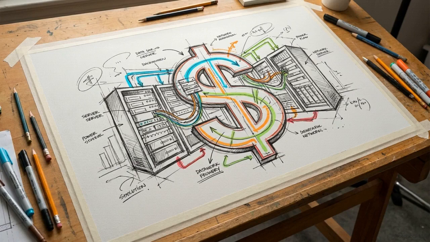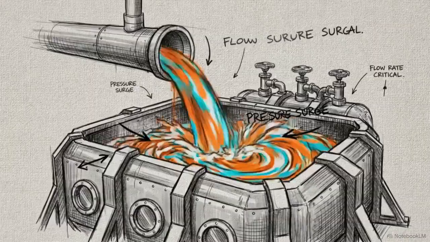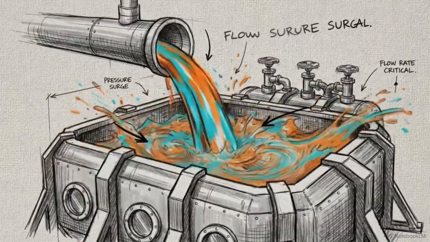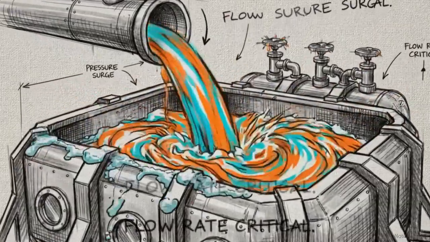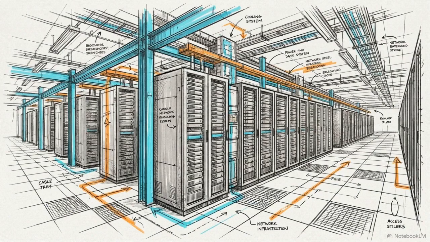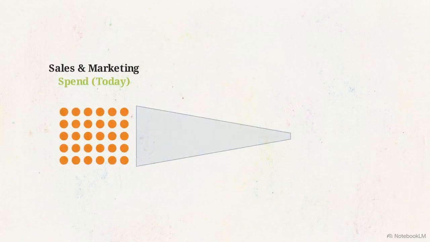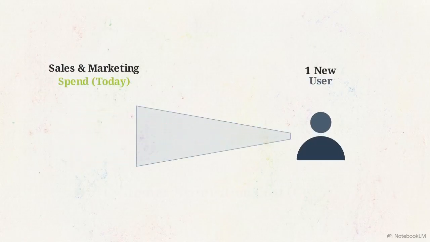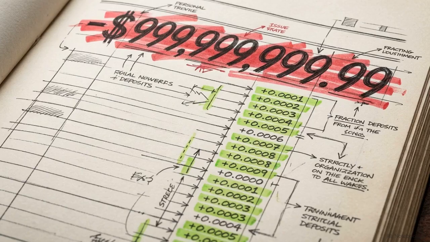A software as a service business is an engineering problem. You are building a closed-loop system where capital is pumped in, contained, and pressurized to generate compounding returns. Building this system requires massive upfront capital. You spend heavily in sales and marketing today just to acquire a single user, and that cost is only recouped in tiny monthly fractions over a period of years.